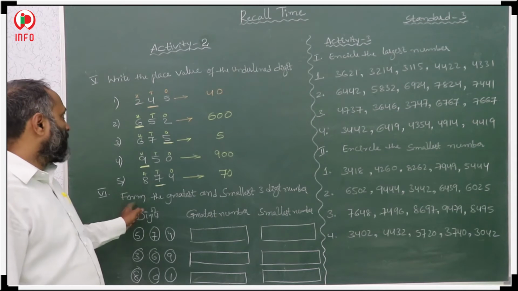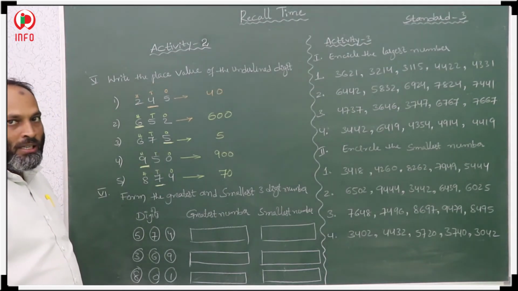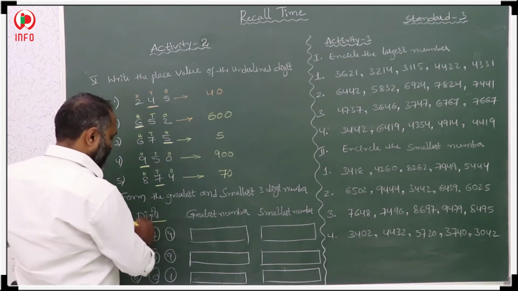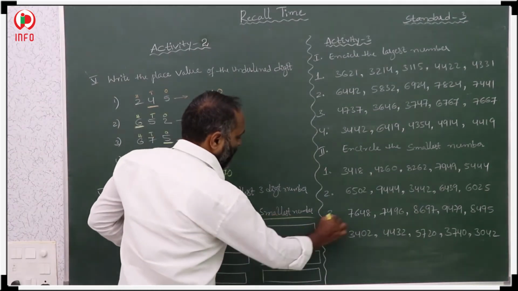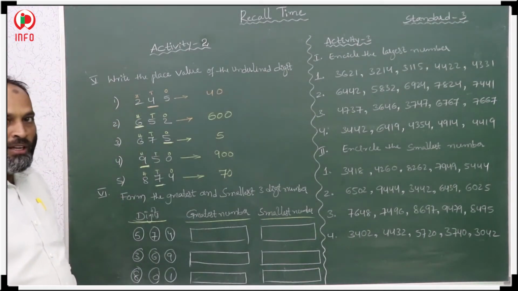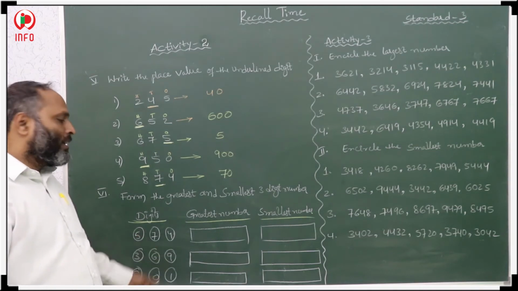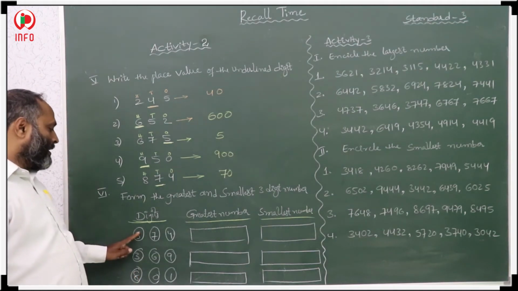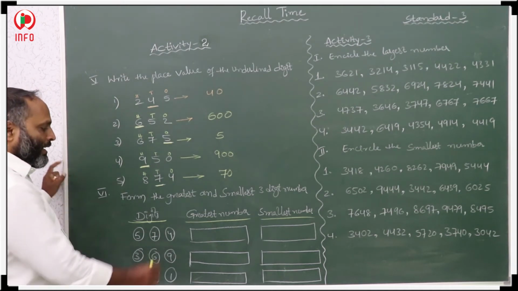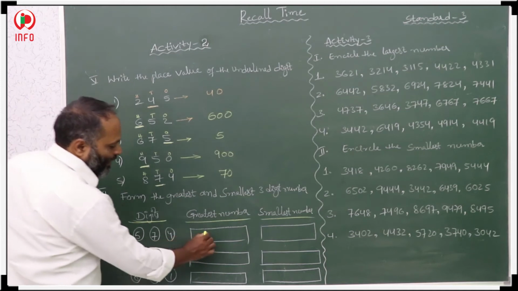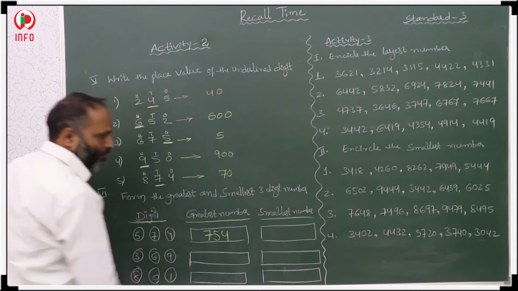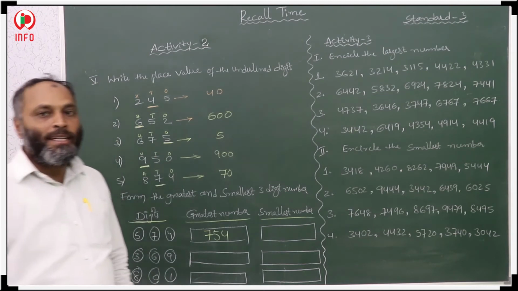Now, the last bit in our exercise, activity 2. Here the digits are given, 3 digits, and we have to write the greatest number and the smallest number using these digits. Here the digits are 5, 7, 4. How can we form the greatest number? Among these 3 we first take the greater number, then the smaller number, then the smallest number. We have to take them in descending order.